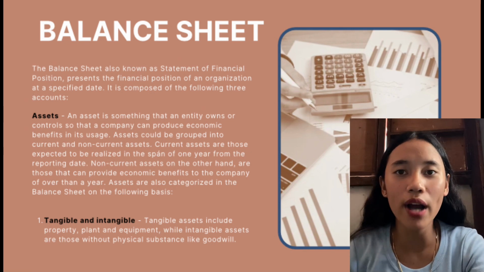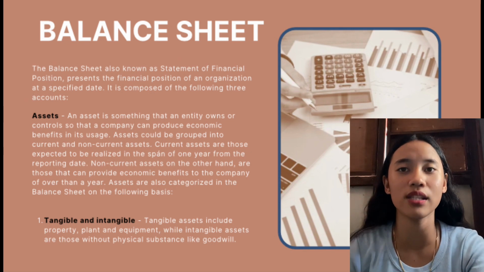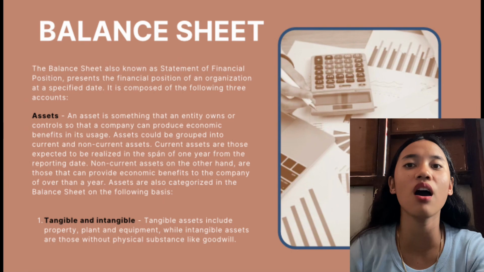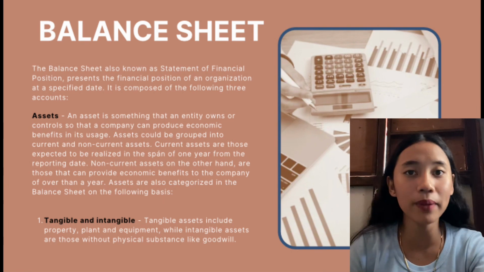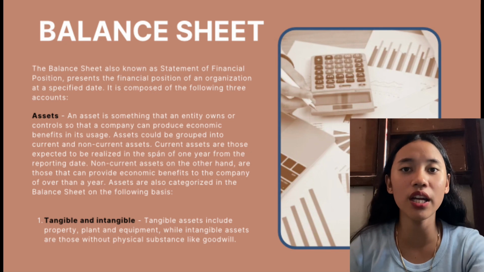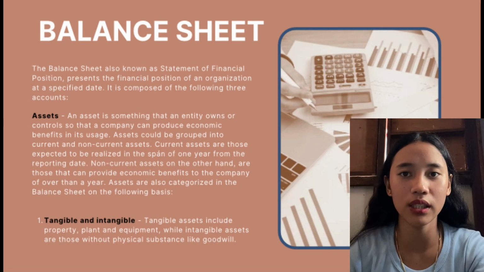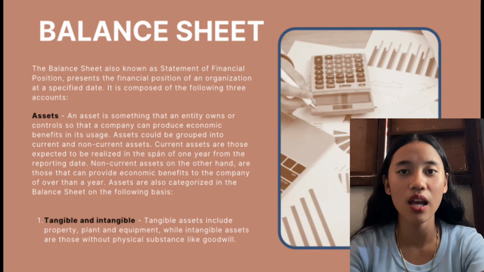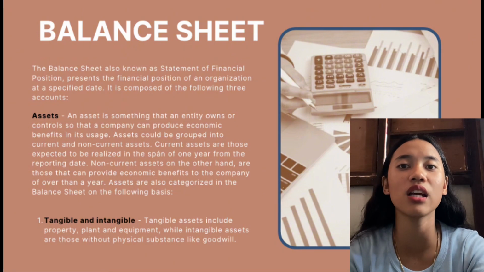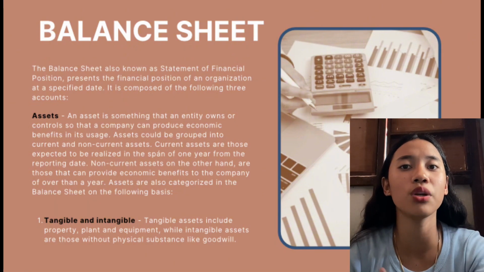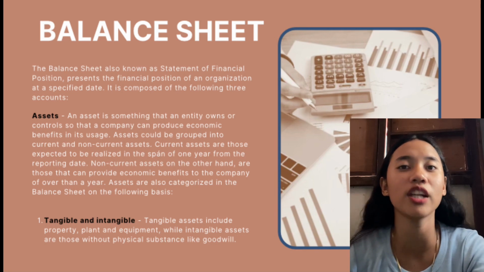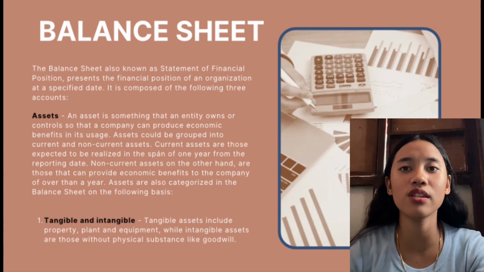So, number one, tangible and intangible assets. Tangible assets are physical things that you can touch, like property, plant, machinery, and equipment. Intangible assets are non-physical things that still have value, like goodwill, the good reputation of your business, and patents and trademarks.